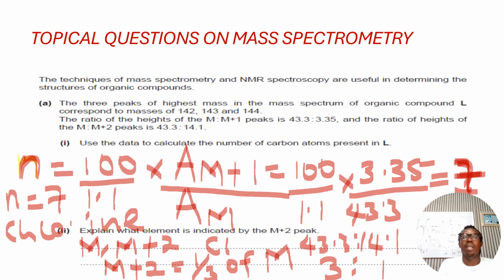As you can see, it's as simple as A, B, C, because the relative height of the molecular ion and the molecular ion plus 2 peak is 3:1, which is 43.3 to 14.1, or 3:1. So it's as simple as A, B, C.